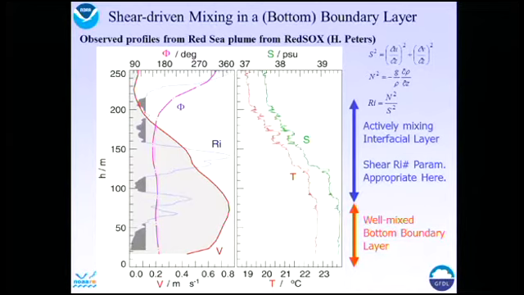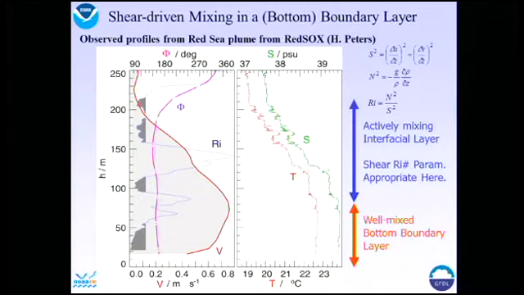This is now flipping the problem upside down and showing one of my favorite figures, because it illustrates some of the complexities of a boundary layer. But this is now at the bottom. So this is the bottom of the ocean. This is a profile from the Red Sea outflow plume from Bab el Mandeb, from the Red Sea Outflow Experiment, back before pirates made it impossible to work in the Western Indian Ocean.